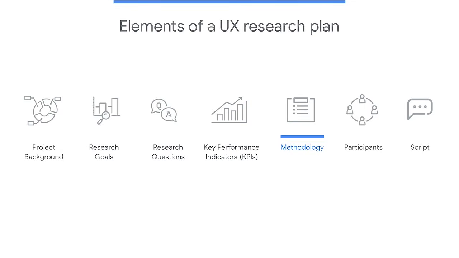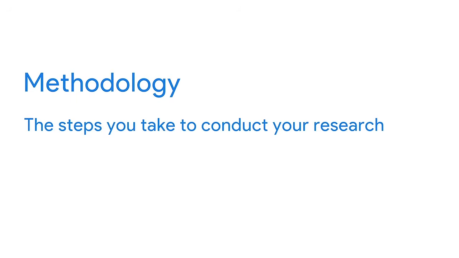By now, your research plan is taking shape quite nicely. It's time to progress from the background and goals of your study to your plans for actually carrying it out. In this video, we'll discuss these logistical details, which are known as the methodology. Methodology is the 5th element of your UX research plan. The methodology is the steps you take to conduct your research. Your methodology will list the procedures you'll use while collecting the information you need to answer your research questions.